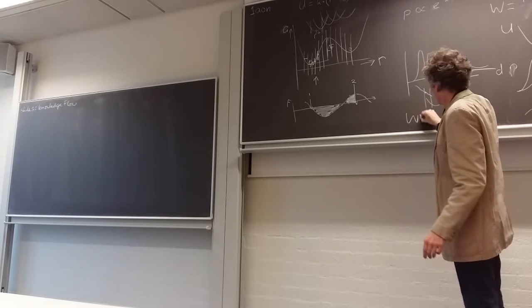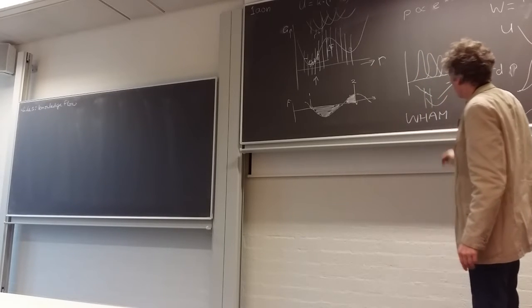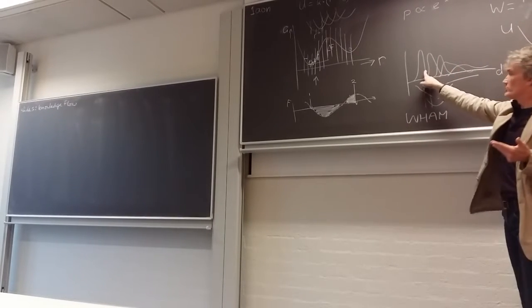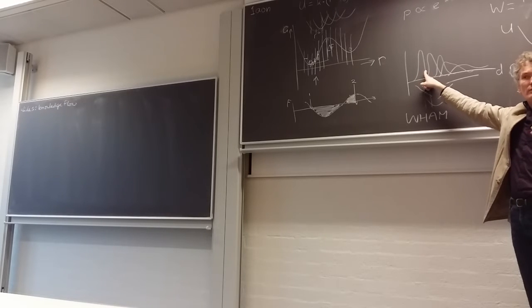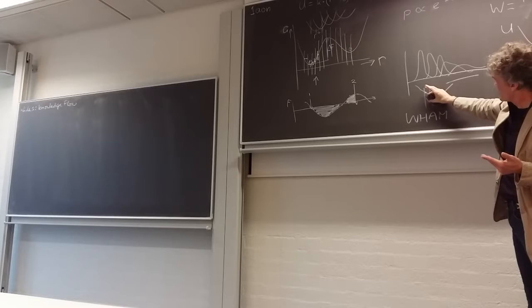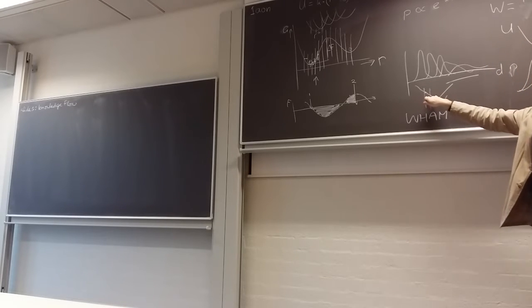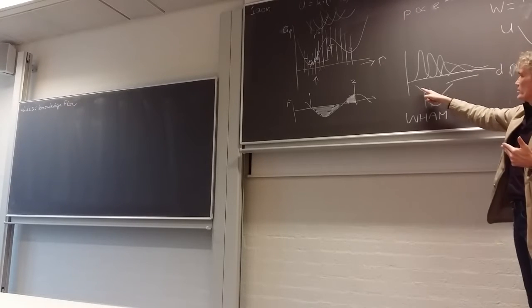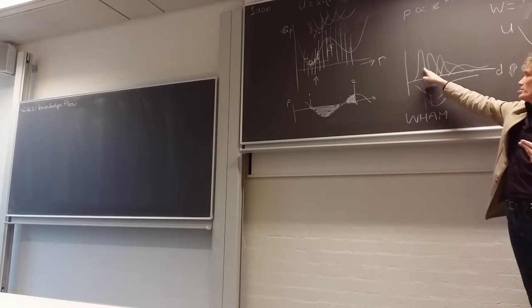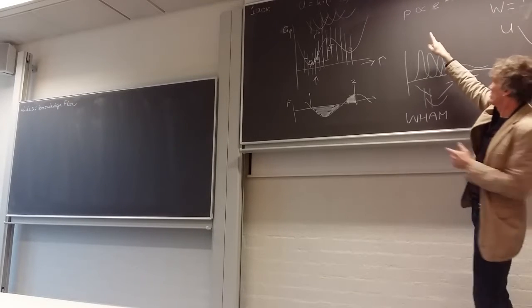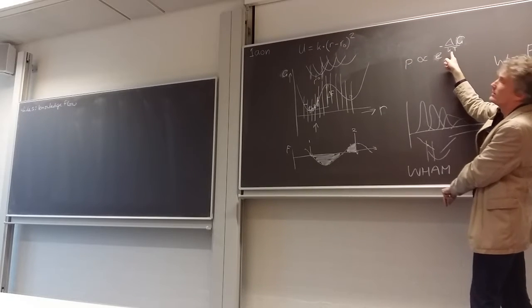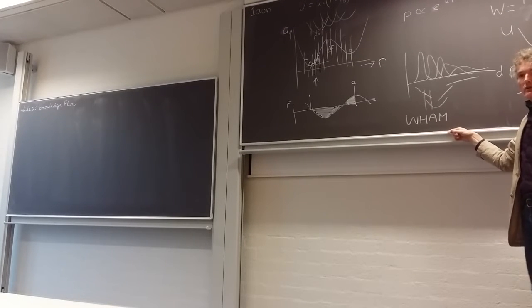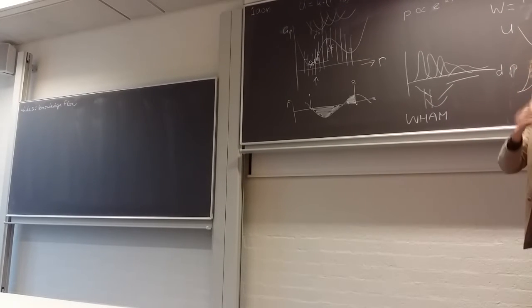This is called the weighted histogram analysis method. These are your histograms. Stitching the overlapping parts together is basically assigning a weight to the different histograms. The weight is actually the free energy difference between this area and that area, because a difference in probability is related to a difference in free energy. So the weighted histogram analysis method is basically stitching together these different local free energy curves so they match up and make one.